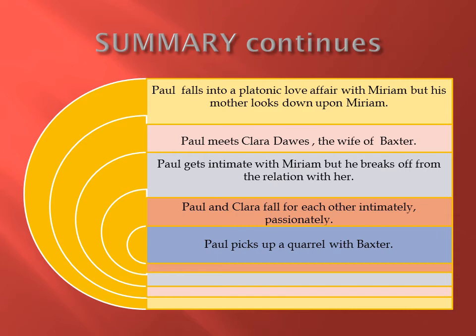Paul tries to go back to Miriam. He shares a night with her. He has been intimate with her, but then he feels something is missing in their relationship, and so he breaks off from her without specifically stating why he is moving out of the relationship.